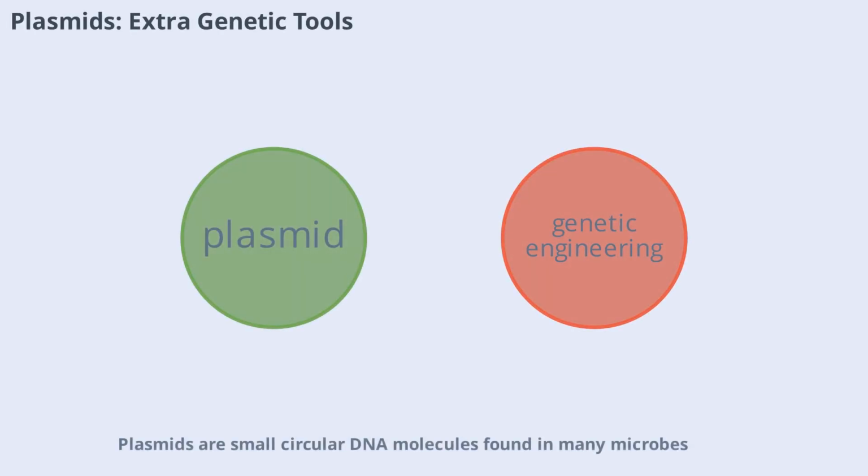Plasmids are small, circular DNA molecules found in many microbes. Unlike the main chromosome, plasmids can replicate independently and often carry genes that provide advantages, such as antibiotic resistance or the ability to metabolize unusual substances. Plasmids can be transferred between microbes through conjugation, making them powerful tools for adaptation and survival. Scientists also use plasmids in genetic engineering to introduce new traits into microbes.